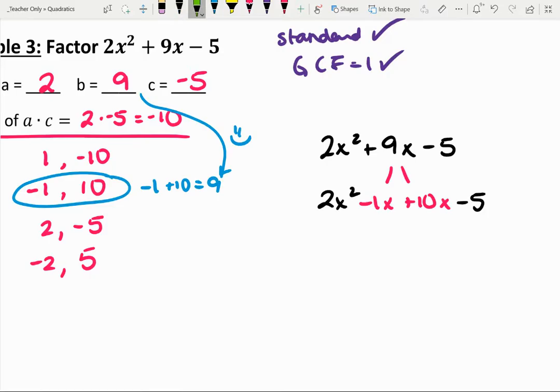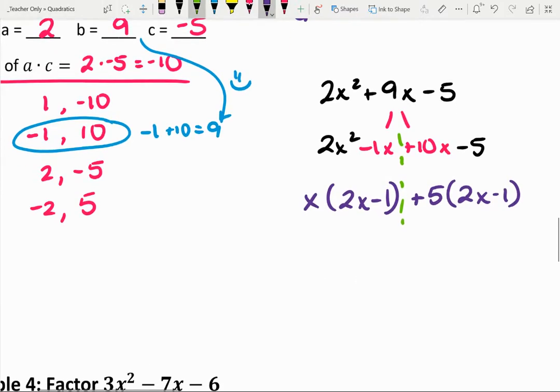So again, factoring by grouping. 2x squared and negative 1x have x in common, leaving behind 2x minus 1. And 10x minus 5 have a positive 5 in common, leaving behind 2x minus 1. So again, I'm confirming along the way that I have matching expressions inside the parentheses. If those do not match, I've made a mistake. And mistakes happen, but we can't just ignore them. So 2x minus 1 times x plus 5.